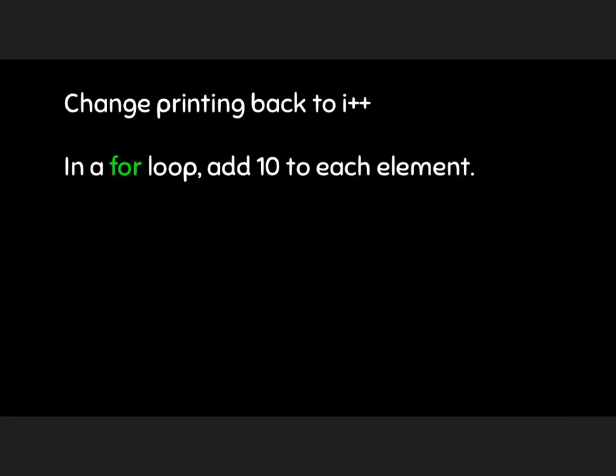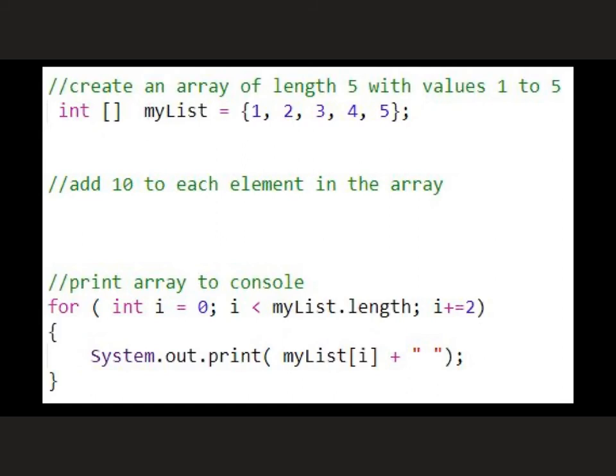Okay, now I want you to go back and change your code to i++, so it's printing out every element, not every other element. Okay, in a separate for loop, I want you to add 10 to each element. All right, so in your code, you already have this first part, create an array. And down here below, you have print the array to the console. All right, in between those, I want you to use a for loop to add 10 to each element in the array. Now, we want to keep in mind that maybe we don't know these numbers in advance. So how could we add 10 to every element in the array?